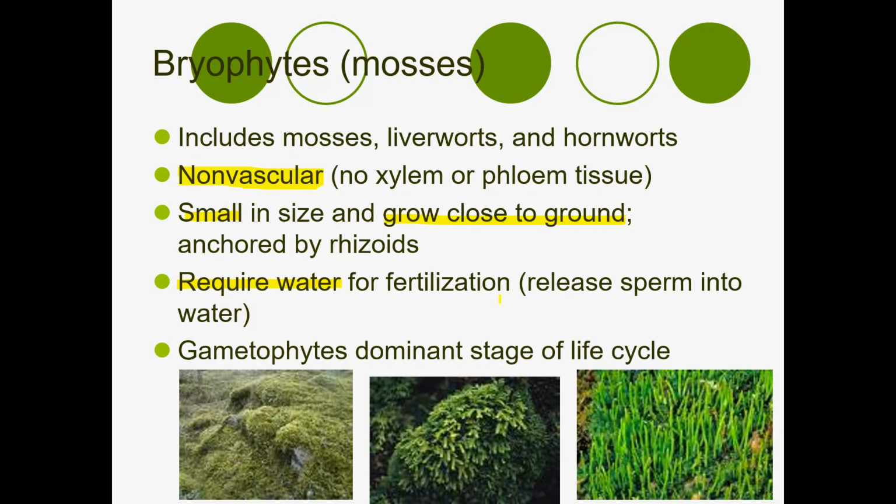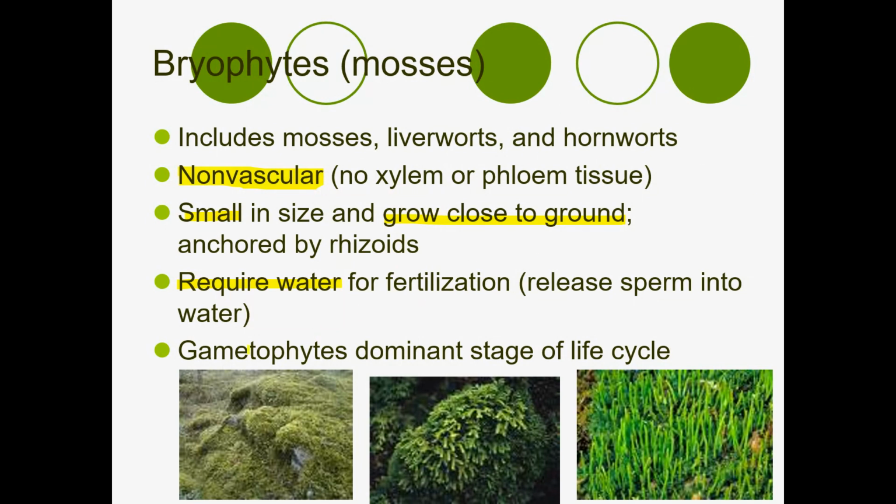Now, I do want to clarify something. You may have heard of something called Spanish moss before. And Spanish moss you can find growing up into tall trees. Spanish moss is not a moss, okay? Spanish moss is actually an angiosperm, a flowering plant. So that's why it can grow tall up into those trees.